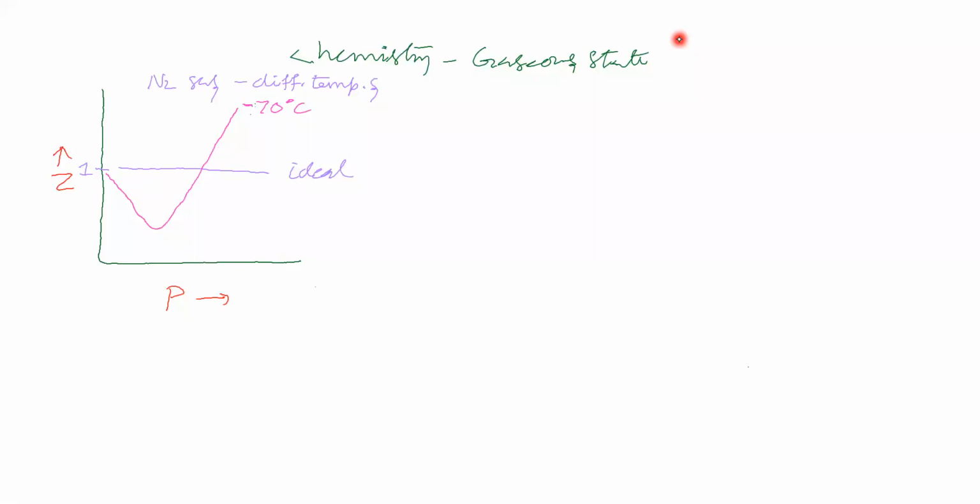Here Z is greater than 1, so it is positive deviation. Among the nitrogen gas molecules, repulsive force is dominating here. So at minus 70 degrees Celsius, nitrogen gas shows two types of deviations. One is negative deviation, another one is positive deviation. Here attractive force is dominating, here repulsive force is dominating.